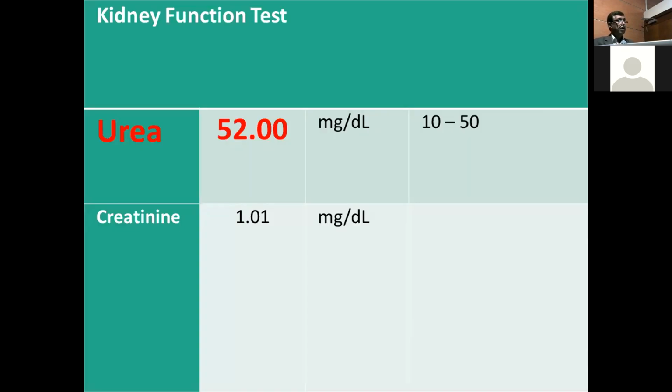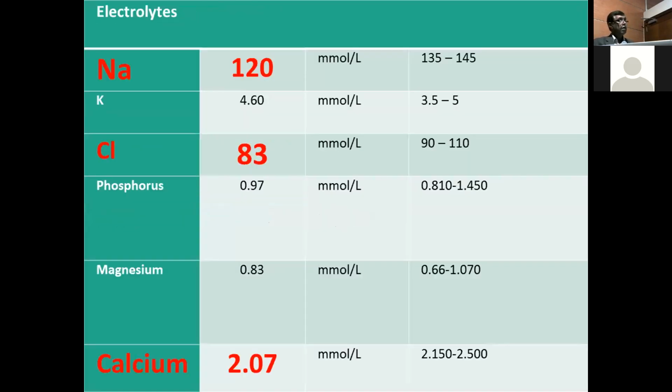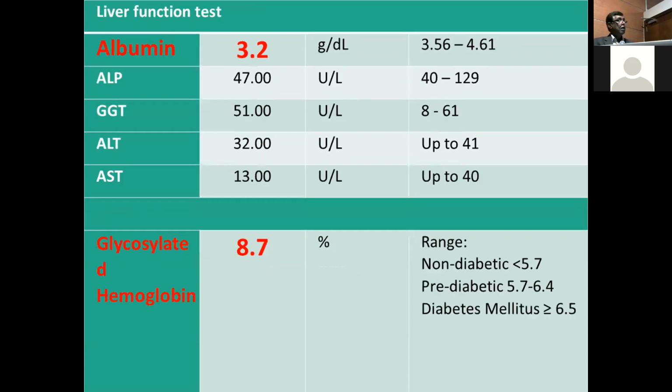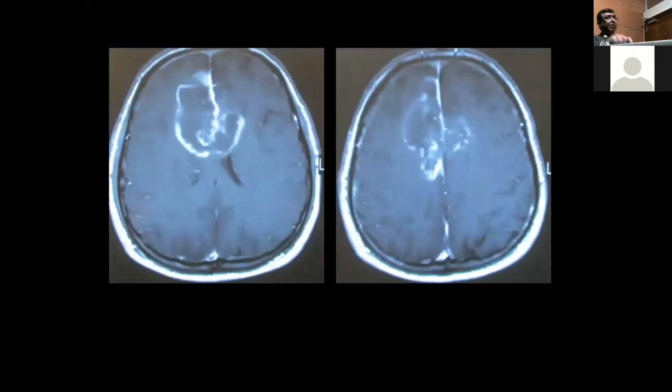But look at this, his urea was elevated, his sodium was 120, dangerously low. Sugar is elevated. And these are his MRIs, a butterfly glioma. But it is not equally distributed. You can say that the right side is more than the left side, which is quite often. You can have the same tumor on both sides. You can have one side more than the other. Still, it is called butterfly glioma.